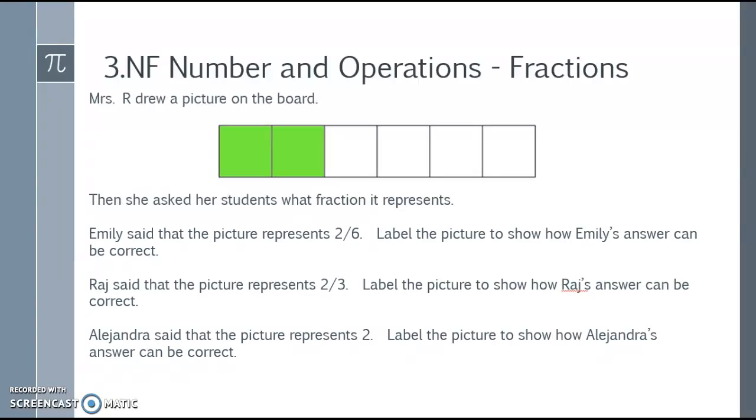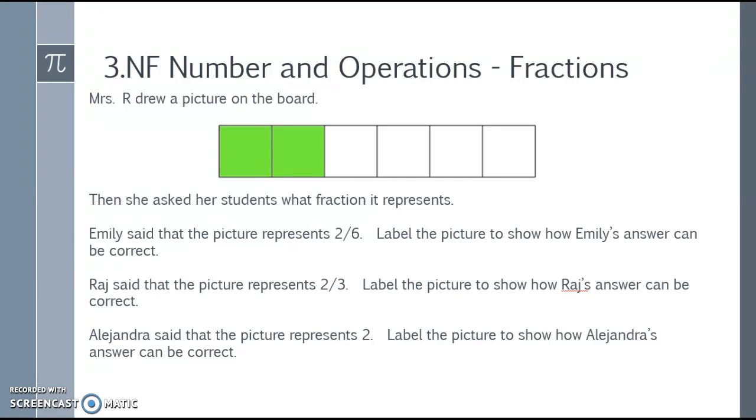So Mrs. R drew a picture on the board. The picture I have listed there, or draw there. Then she asked her students what fraction it represents. Emily said that the picture represents 2/6. Label the picture to show how Emily's answer can be correct. Raj said the picture represents 2/3. Label the picture to show how Raj's answer can also be correct. And finally, Alejandra said the picture represents 2. Label the picture to show how Alejandra's answer can be correct as well.